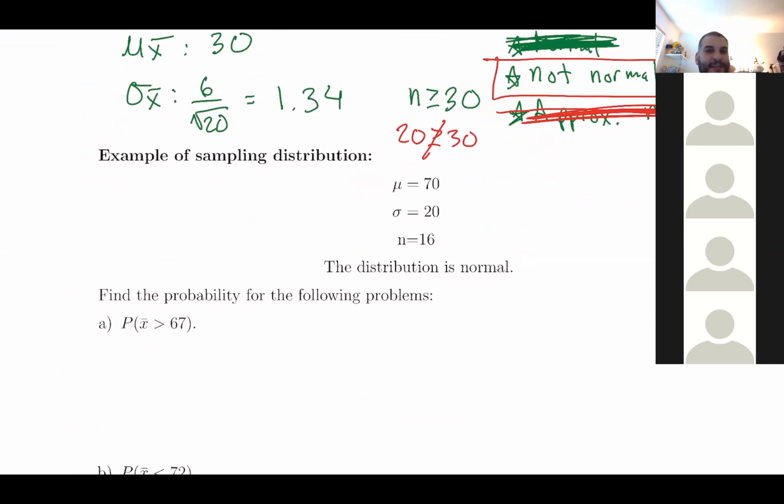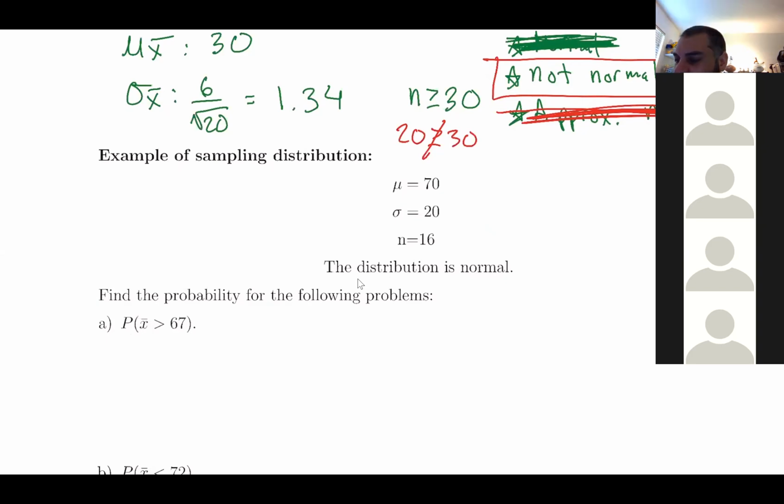If you look at this next problem, they tell us mu is equal to 70, sigma is equal to 20, n is equal to 16, and they tell me the distribution is normal. So since the distribution is normal, I could go ahead and find the probability for this. It doesn't matter that n is less than 30, because as long as they tell you it's a normal distribution, you could go ahead and find the probability for this one. All right. Any questions so far on this?